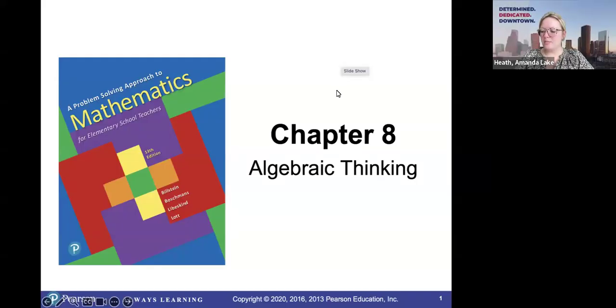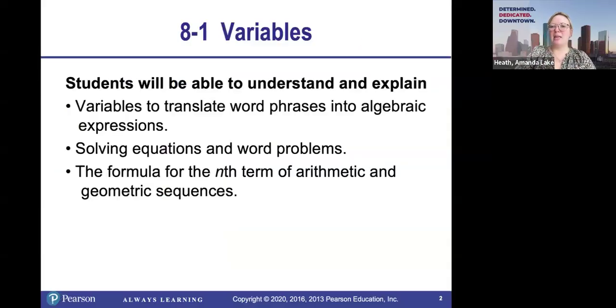All right, welcome back to Math 3322. Today we're going to talk about Chapter 8, Section 1. Chapter 8 is all about algebraic thinking, and Section 8.1 is here to help you start thinking about working with variables. So you will be able to use variables to translate word phrases into algebraic expressions, solve equations and word problems, and you will also learn about arithmetic and geometric sequences.